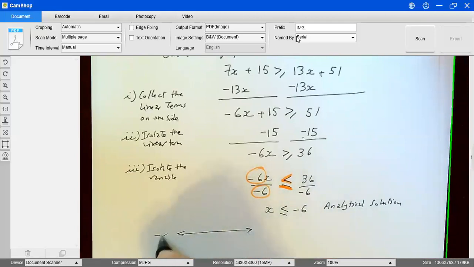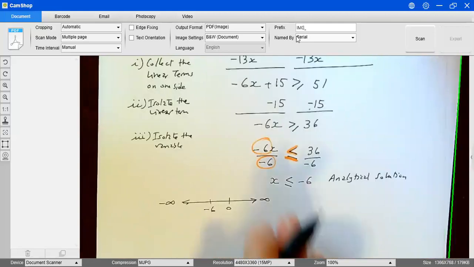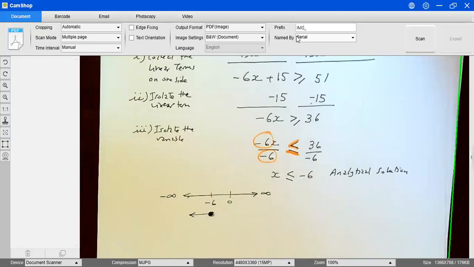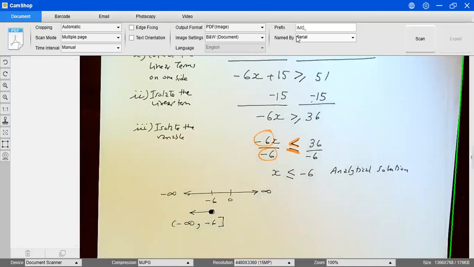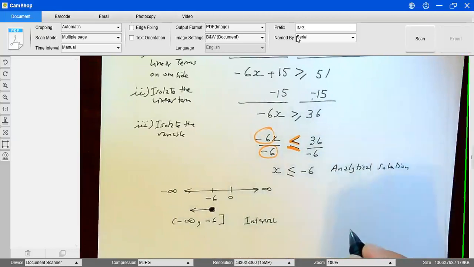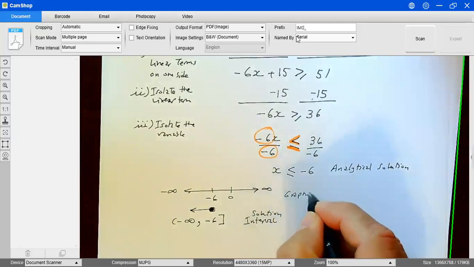Then we just need to graph this. So we have negative infinity, positive infinity. We have -6 around here. This is a closed boundary, and the region goes to the left of this boundary. So from here you can just write negative infinity, comma, -6, and this is a closed boundary, so you require a square bracket to indicate the interval. This is the solution interval. And this is the graphical solution.